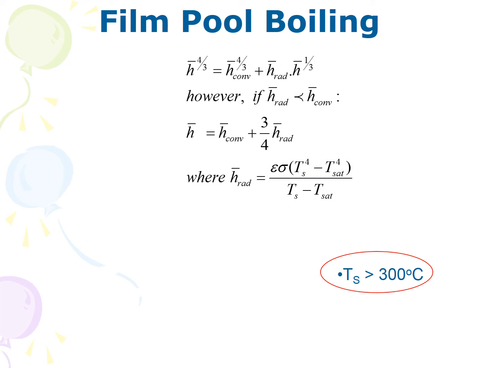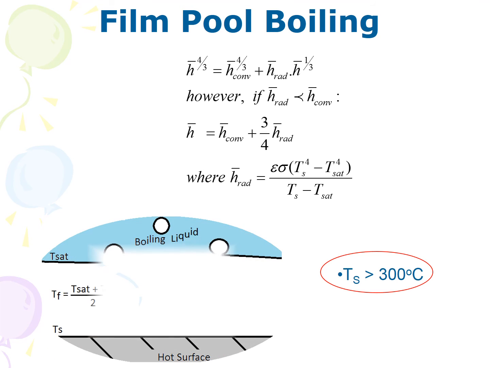If the surface temperature is higher than 300 degrees centigrade, then radiation from the surface through the vapor film to the boiling liquid becomes significant and has to be taken into account. You will need to calculate the average radiation heat transfer coefficient, h-bar-rad. Note that, if the formula for heat transfer coefficient due to radiation is plugged into Newton's law of cooling, it becomes the Stefan-Boltzmann law.